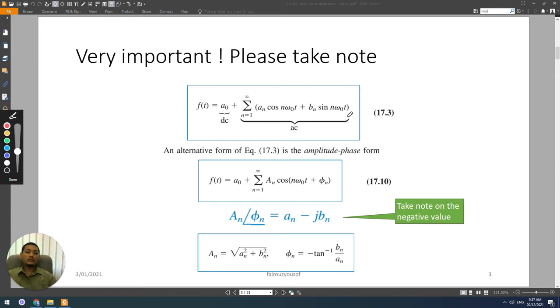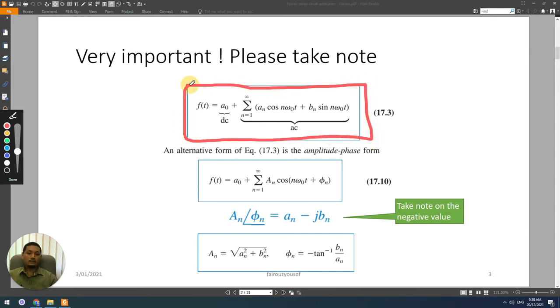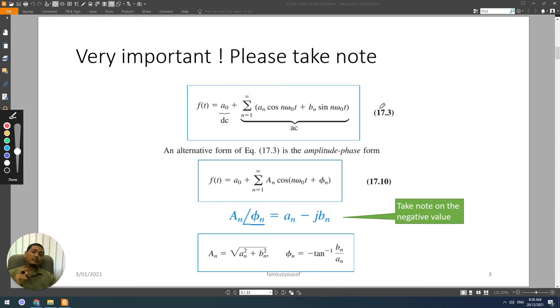So the Fourier series equation is this. This is the general equation for Fourier series. We see here the DC component, and we see here this is the AC component. Now take note, some Fourier series or some waveforms may not have a DC component, but in general it has both DC and AC.